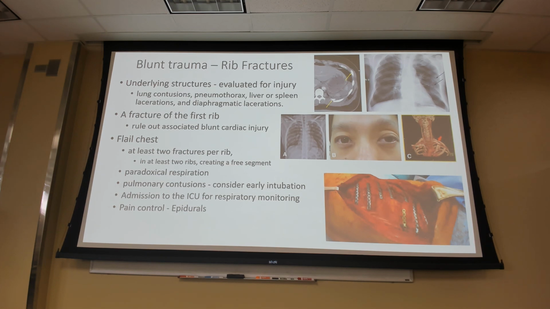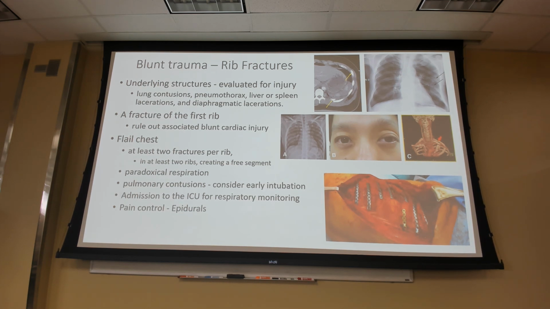And then we got to think about what location they're in as well, because sometimes a first rib fracture takes a lot of energy for that bone to break. So we need to consider whether there's any associated blunt cardiac injury with it, so we have to rule that out. And then we have to think about a flail chest as well. So that's going to be 2 fractures per rib and 2 or more ribs. And it creates that free segment and paradoxical respiration.